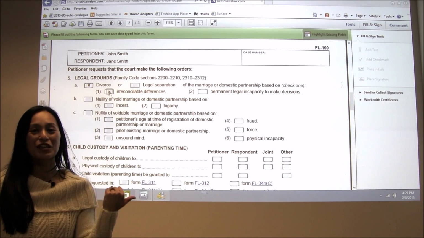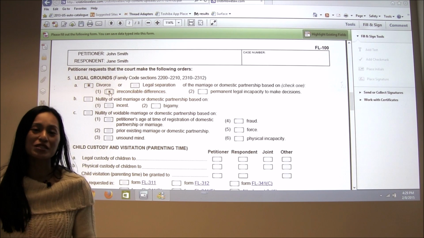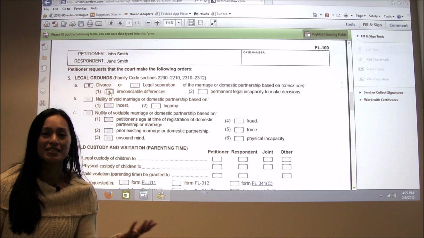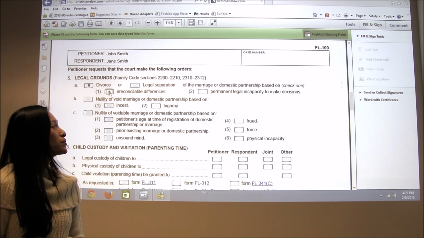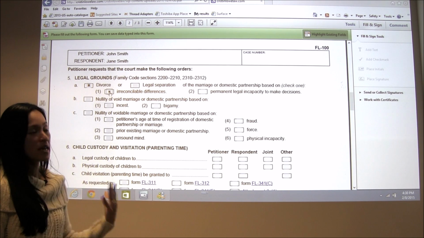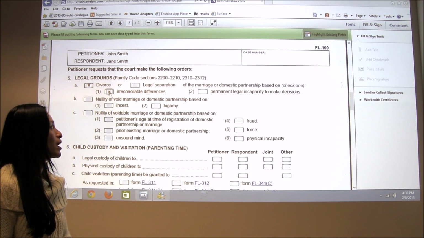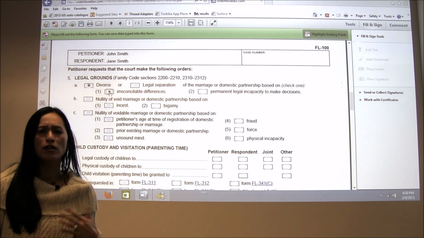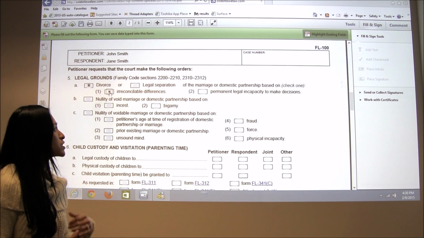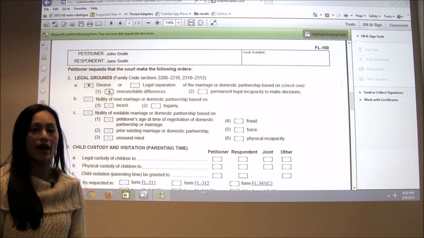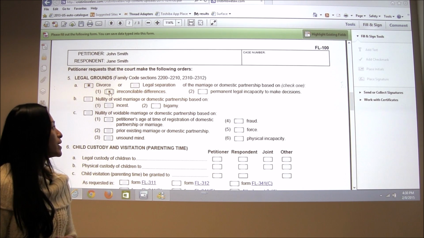Before, it used to be incurable insanity, and I would get questions, well, I think my spouse is insane, can I just check that box? And the answer is no. We're really talking about a permanent mental illness that makes them unable to make decisions, or something like Alzheimer's disease, where they're just not able to ever come back from that and kind of participate in the marriage like they used to.